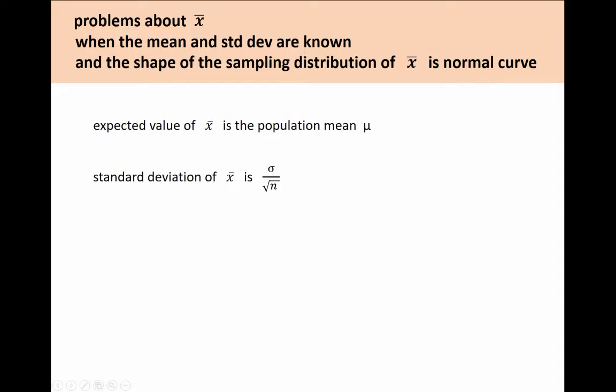Problems about averages, again when the mean and standard deviation are known and the shape of the sampling distribution is normal curve, rely on the facts that the expected value of the average x bar is the population mean mu, and the standard deviation of x bar is sigma over root n.